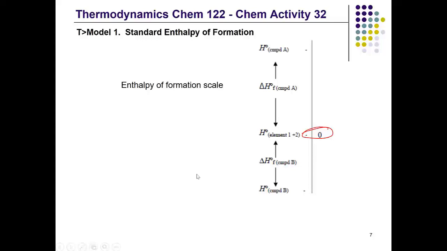So what might this look like? Well, take element 1, react it with element 2, it could be also element 3, and we'll form compound A. We'll say that the delta H for this process is called the change in enthalpy of formation. This is actually a fairly important notation. That F, of course, means something, formation.